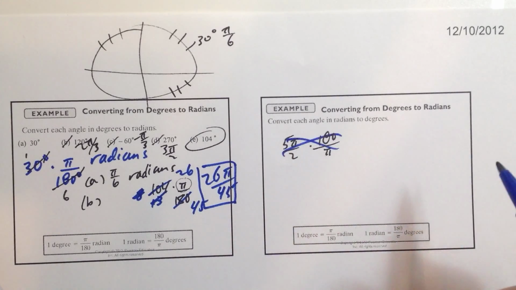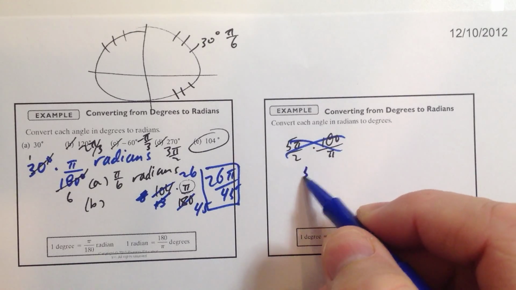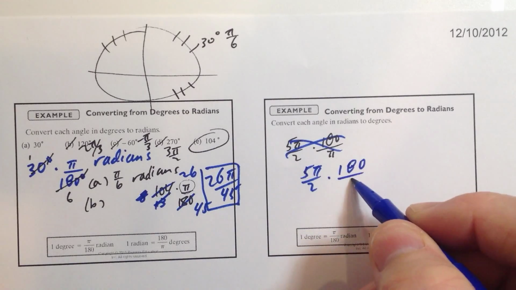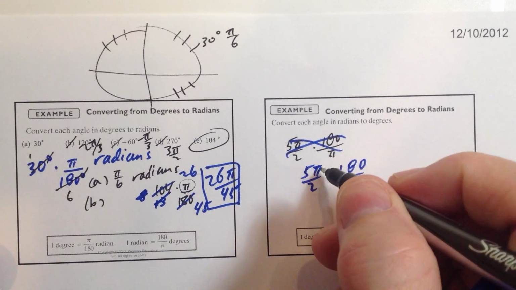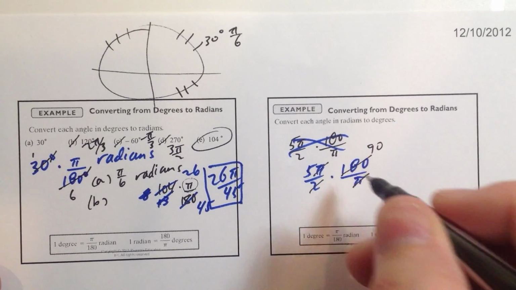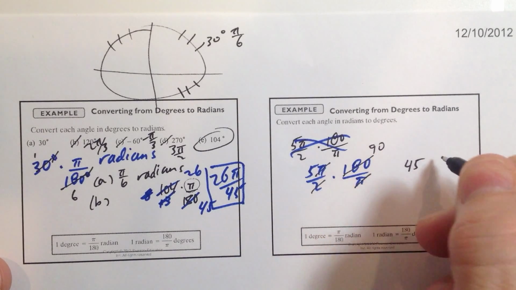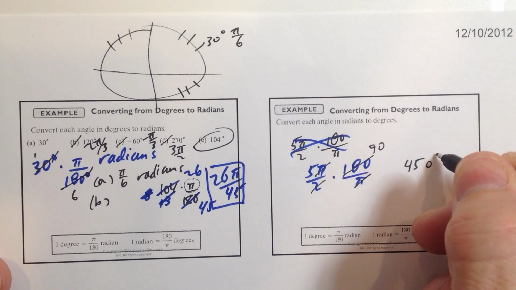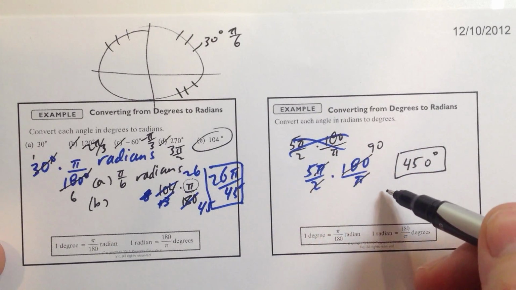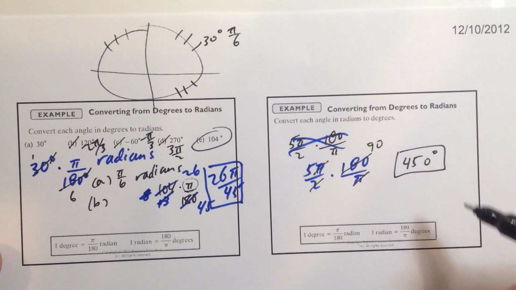I'm only human. Convert each angle in radians to degrees, so let's do that 5 pi over 2. So 5 pi over 2, we're going to multiply by 180 over pi. The pi's cancel. And 2 goes into 180 90 times. And 90 times 5, 9 times 5 is 45, and with an extra 0, 450 degrees. Of course we could have done that anyway. 5 pi over 2 is 360 plus 90, 450 degrees.